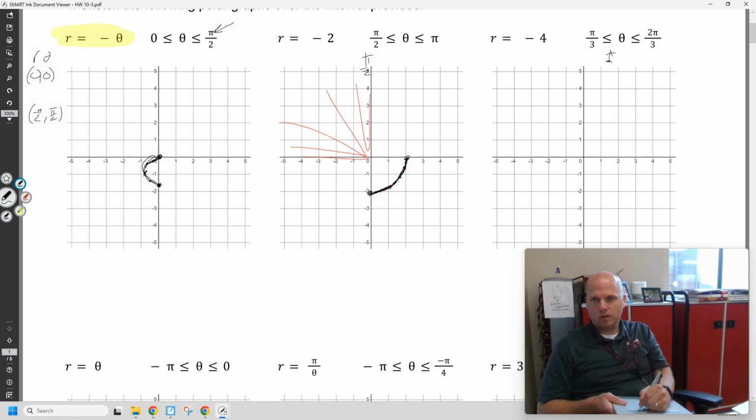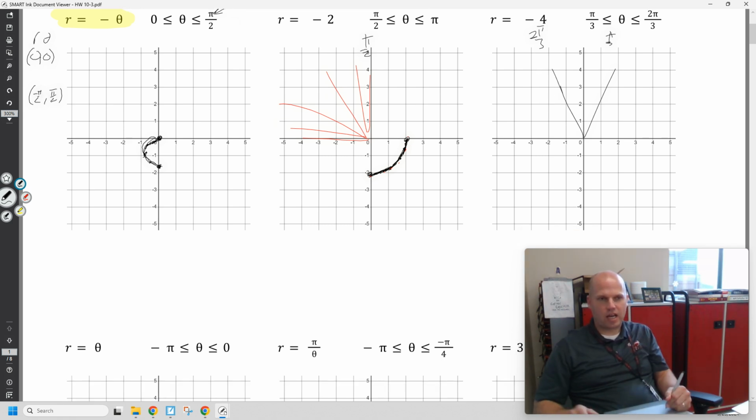Here's pi over 3. So there's my terminal angle. Here's 2 pi over 3. Here's my terminal side, really. But I want the radius of negative 4. Where does it start? Where does it end? Well, here would be the first point. If I plug in pi over 3, my radius is negative 4. Then my second point would be, I don't know, as I get closer to pi over 2, I would get this point. Next point, all the way to 2 pi over 3, I'd get negative 4. So I would start here, and my graph would go this way.